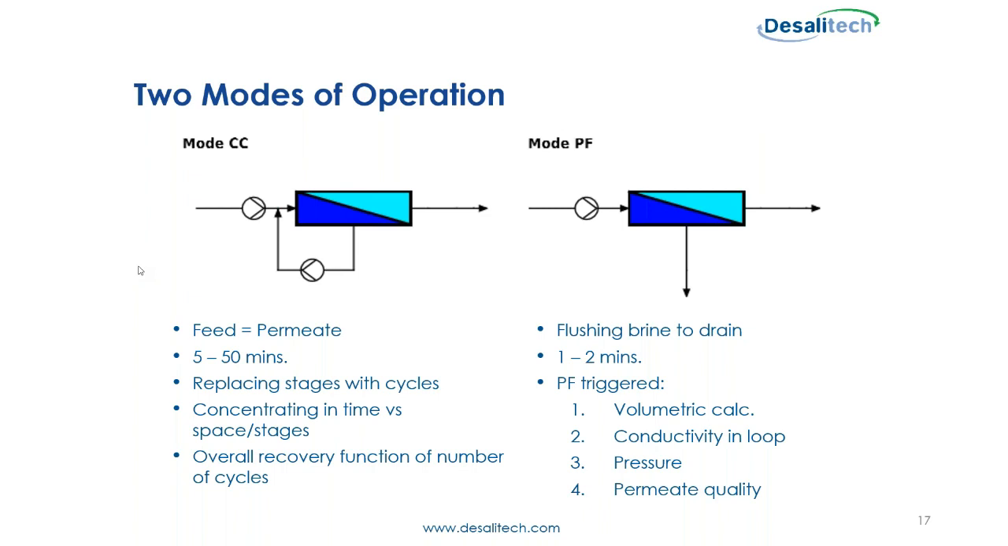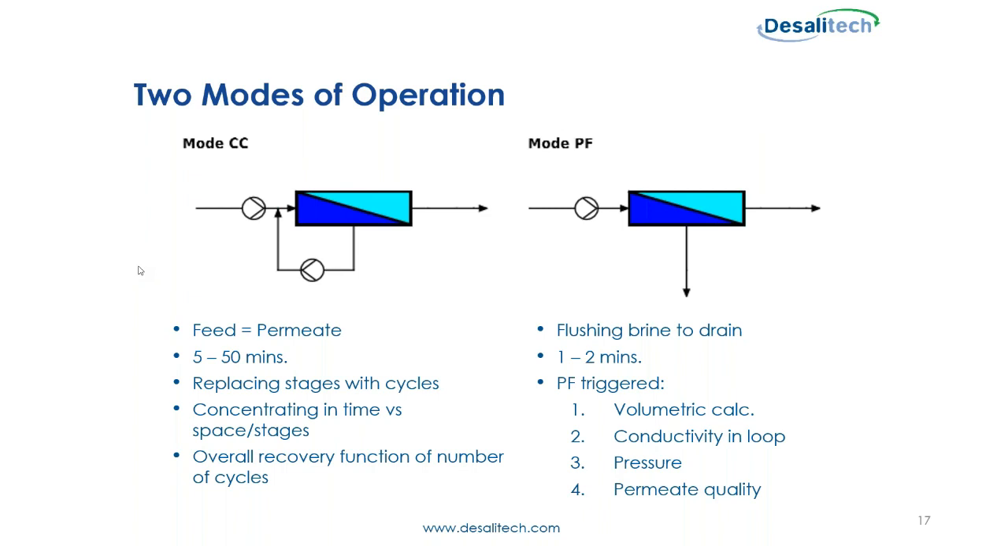And then the other one is, set point is conductivity in the loop. So you can set the conductivity to 10,000, 20,000, whatever, and it will trigger the flush. So the recovery will be a function of however long it takes to hit that set point. And the advantage with that is if you have a wastewater reuse application where the feed is constantly changing, it will automatically adapt without any operator intervention.